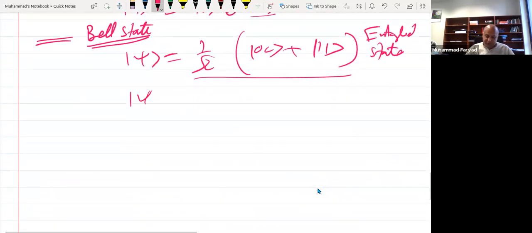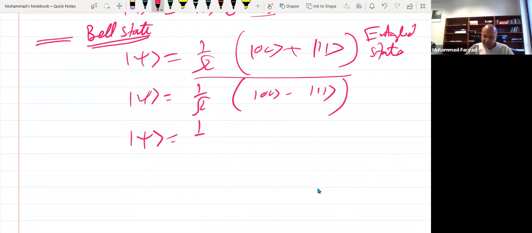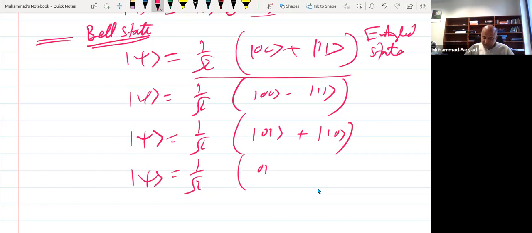There is another one. It is 0, 0 minus 1, 1. And then there's another one. It's 0, 1, 0 minus, actually, let me write it in standard way. It's 0, 1 plus 1, 0, and then there's the 4th one, 0, 1 minus 1, 0.